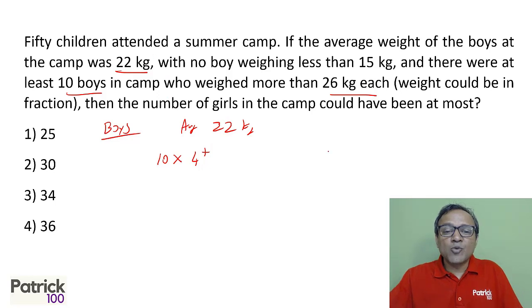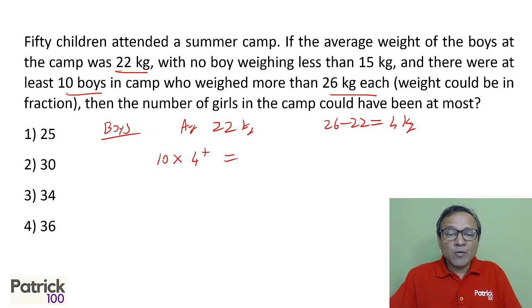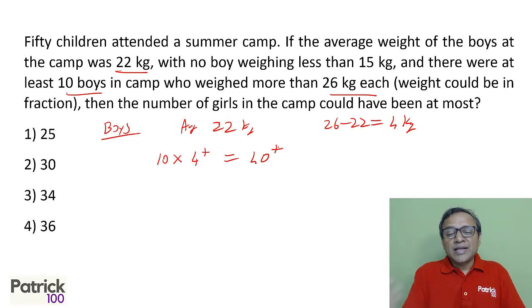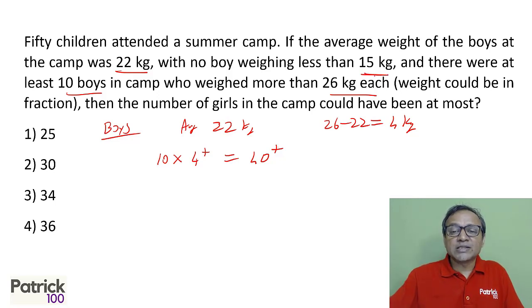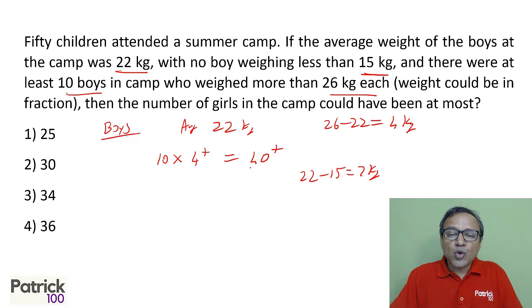And if you look at it, they're 4 kg more than the average. So 26 minus 22, each one is 4 kg more than the average. Which means 10 of them will be 40 more than the average, slightly more than 40 more than the average. This has to be compensated by numbers less than the average. So if you're looking at 15 kgs, how much less than the average? 22 minus 15, it is 7 kg less than the average. So to compensate 40 kgs, you will require 40 upon 7, 5 point something, or 6 students.